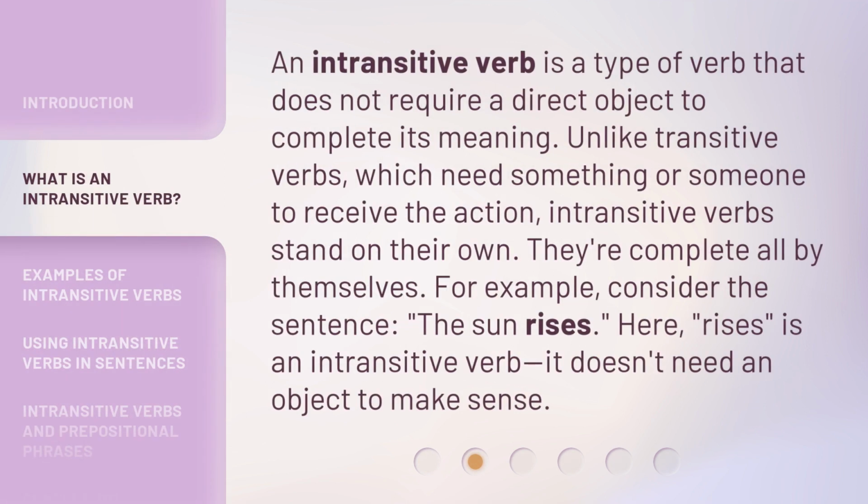An intransitive verb is a type of verb that does not require a direct object to complete its meaning. Unlike transitive verbs, which need something or someone to receive the action, intransitive verbs stand on their own. They're complete all by themselves. For example, consider the sentence, "The sun rises." Here, rises is an intransitive verb. It doesn't need an object to make sense.